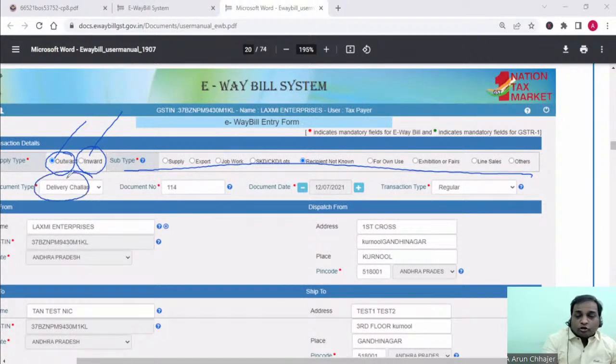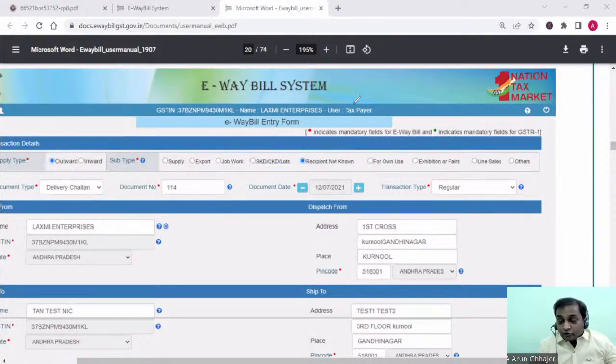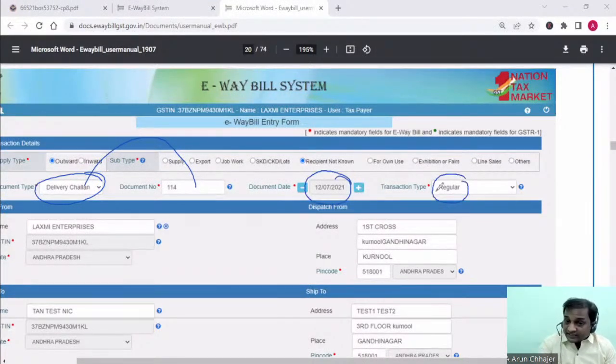Then which document is used for generation of the e-way bill? Very, very important. If you are preparing the e-way bill, then there has to be the tax invoice or bill of supply or delivery challan or some other document, as the case may be. But there would be some document. You will write the document number, document date, transaction type. What is the transaction type? We will discuss regular, and also we will discuss the bill to ship to model.